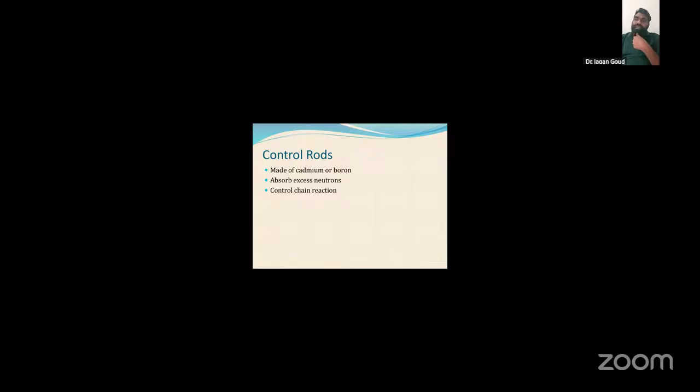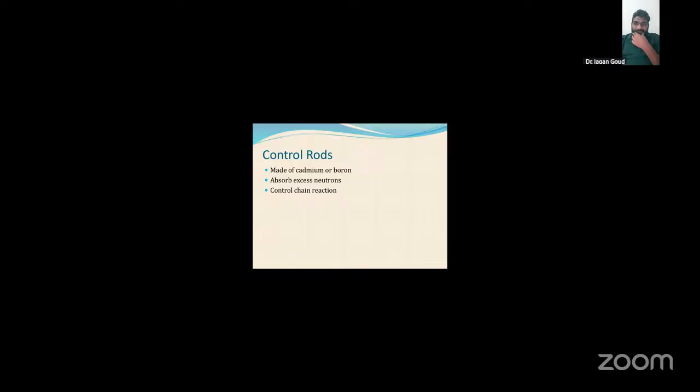Boron is widely used in modern reactors, often in the form of boron carbide, with high neutron absorption efficiency and good mechanical and thermal stability. Other materials sometimes used are hafnium, and silver-indium-cadmium alloys.